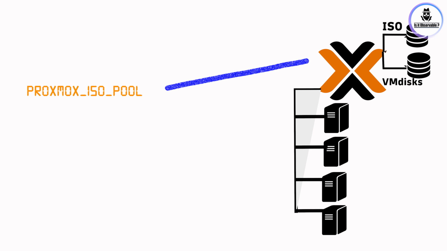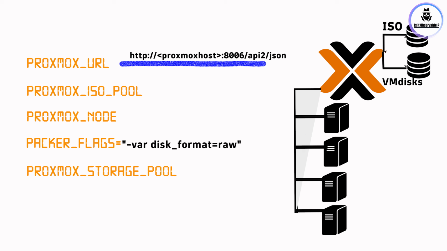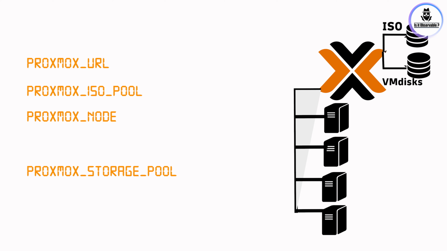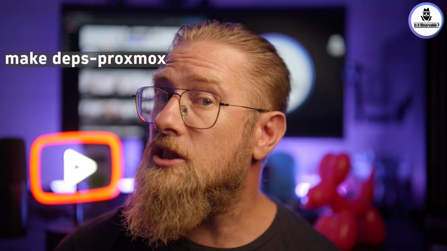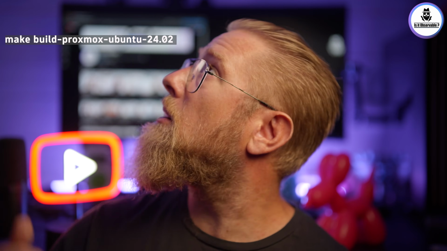To build the template, you will have to define a set of environment variables defining where to store the ISO, in which node of your Proxmox cluster, the type of disks, the type of CPU, and the default size of memory and default size of CPU. To build this template, we will need to first run the command collecting all the various dependencies, then select the type of operating system that we would like to build for our templates. To build the ISO and the VM template, we will need to run the command build Proxmox, and of course we specify the type of operating system.